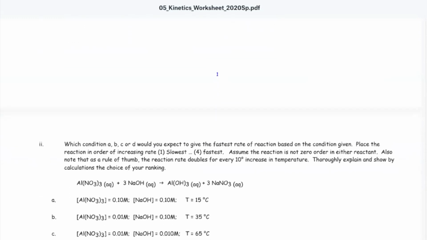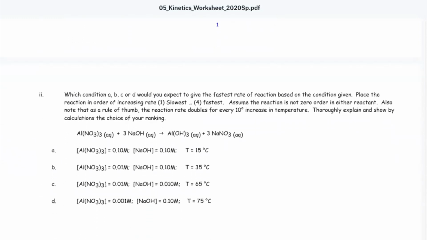This is a second problem. This one's a little bit more challenging. The caveat I would like you to remember to solve this problem is, again, for every 10-degree increase, the rate doubles. So we go from 25 to 35, and the rate's 25 at 25, then at 35, the rate's going to be 50. At 45, it'll be 100. At 55, it'll be 200.